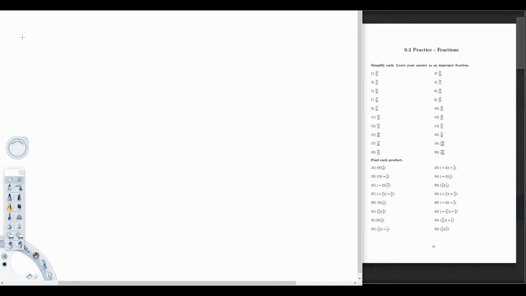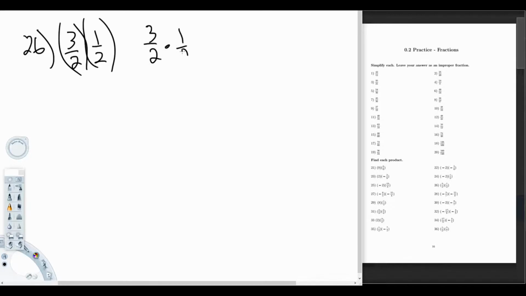26 now, moving along. 26. 3 over 2 multiplied by 1 over 2. This is the problem. So what are they saying here? Now, I think they're trying to mess with you here. By putting the same denominator, they're going to try to convince you to add, right? But you're not supposed to add. You're supposed to multiply this by this and this by this. So this is really 3 times 1 over 2 times 2. And that is 3 over 4. If you try adding, you'll get 4 over 2, which is wrong. So this is the right answer. Tricky, tricky, tricky.